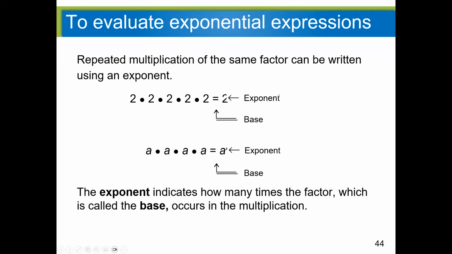These images are messed up, sorry about that. This is supposed to be a little 5 above there, because there are 5 iterations of 2 multiplying by 2. 1, 2, 3, 4, 5, right? 2 times 2 times 2 times 2 times 2 can be written as 2 base, 2 exponent 5, shown here.